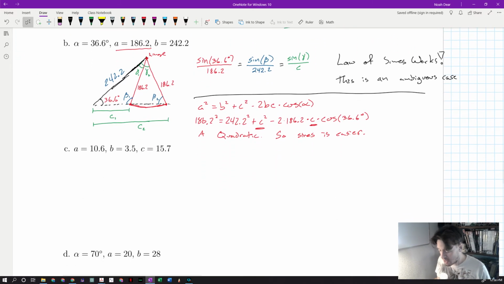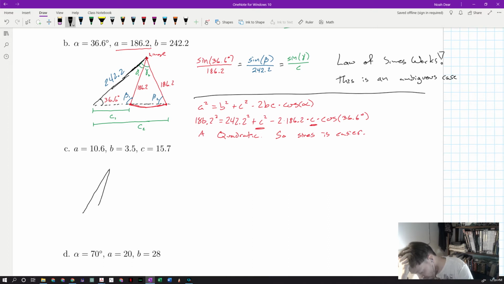Okay, for part C, I have 3 different sides. So I can try and draw the picture here. A is 10.6, and then a short side 3.5, and then I want the longest side to be 15. Something like that, right? It's not perfect by any means, but I can see the short, the medium, and the long sides. Here, for this to work, everything must be fixed, like these angles. I don't have any choice, so there's not going to be an ambiguous case.